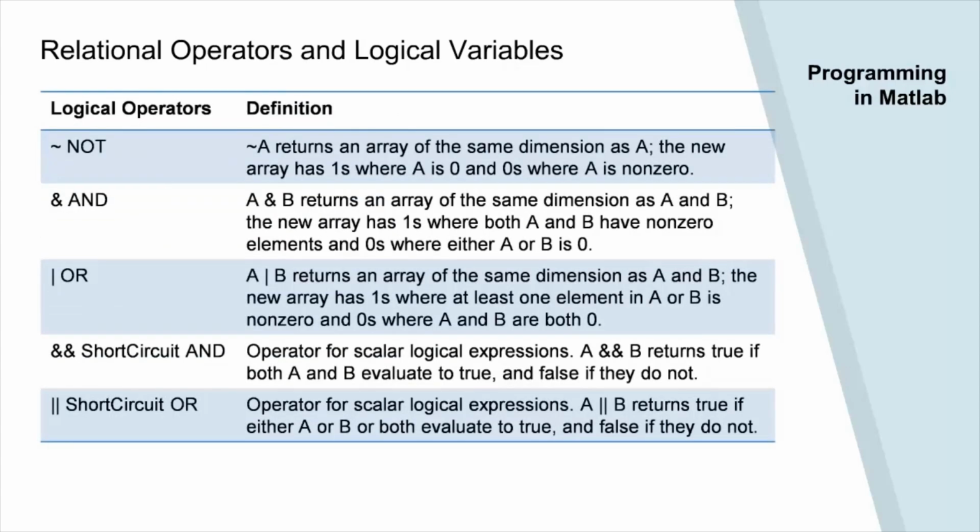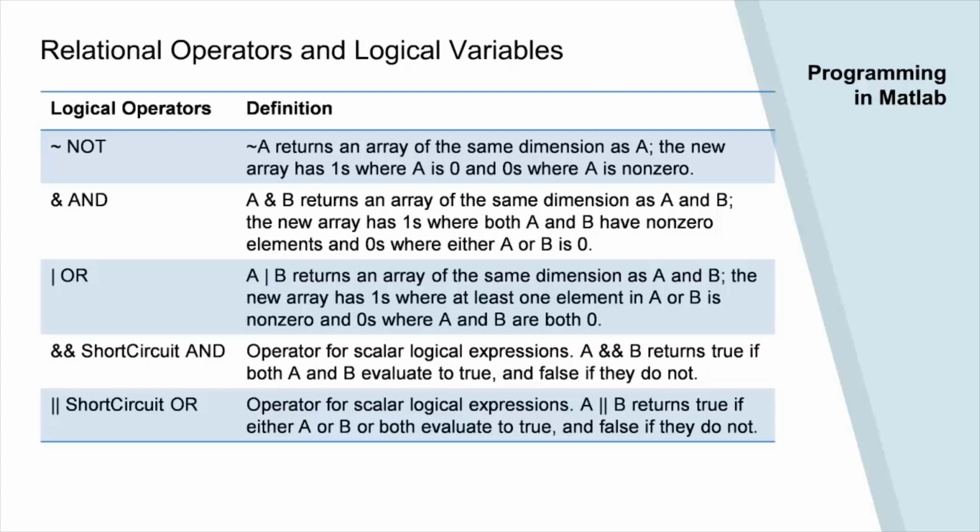MATLAB has 5 logical operators, which are sometimes called Boolean operators. These perform element by element operations. We have a not operator that returns an array having the same dimension as the array we have. For example, not a returns an array of the same dimension as a, where the new array will have ones where a is 0 and 0 where a is non-zero.